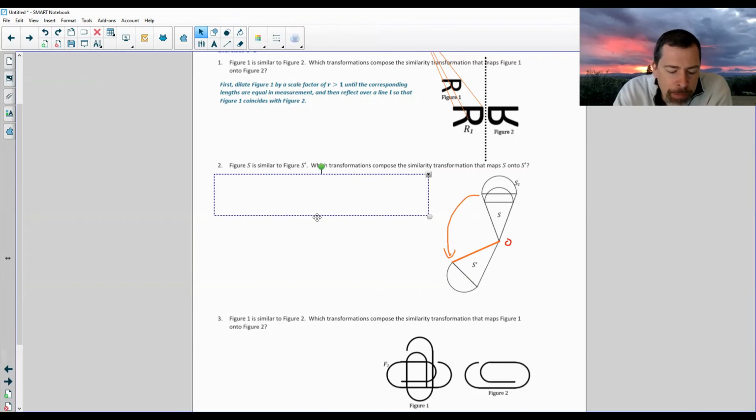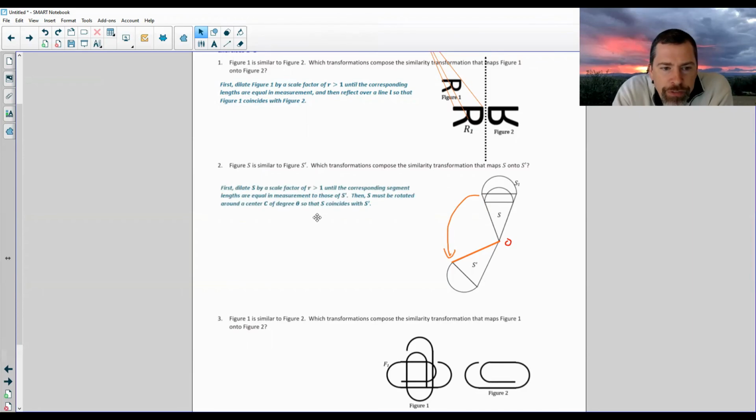So let's sum it up. First, dilate S by a scale factor of R greater than 1 until the corresponding segment lengths are equal in measure to those of S prime. They did not say that O, the center of dilation, was the point of the cone, but it is. Then S must be rotated around center C by theta degrees so that S coincides with S prime.